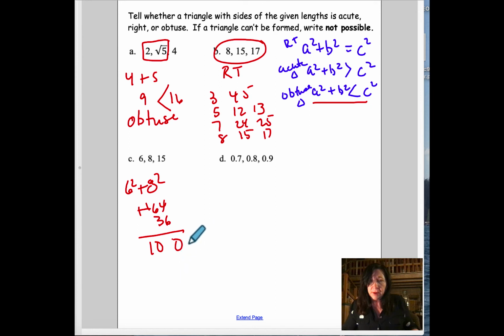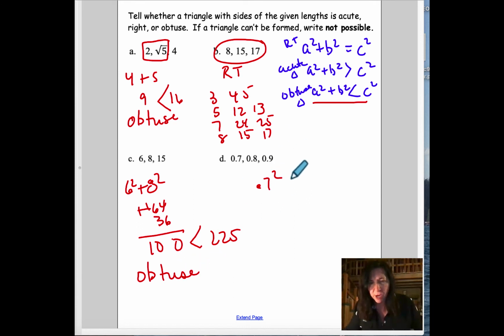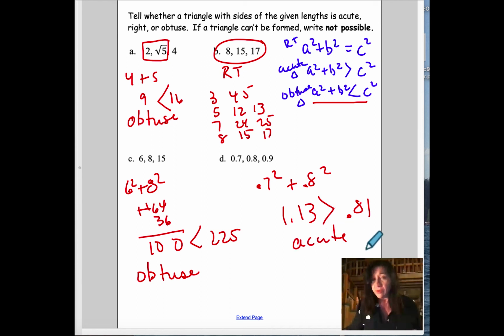Okay, so we know that this is less than 225, which means this is obtuse again. Okay, cool. And then this one is 0.7 squared plus 0.8 squared. So let's see, 0.7 squared plus 0.8 squared is 1.13. And then 0.19 squared is 0.81, which means that this is bigger, which means that it's an acute triangle.